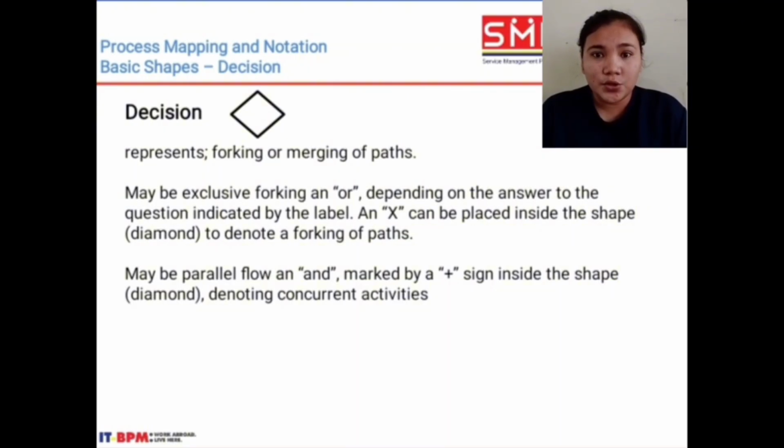What is a decision or gateway? A decision is shown as a diamond. The meaning is it controls the path the process will take. It represents either forking, splitting into multiple paths, or merging, coming back together. And the process of this is to ask a question or set a condition to determine the next step.